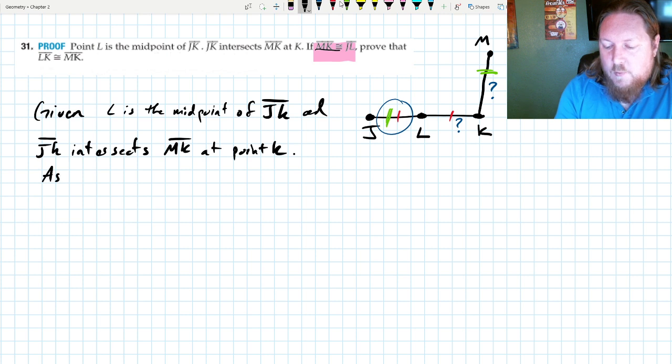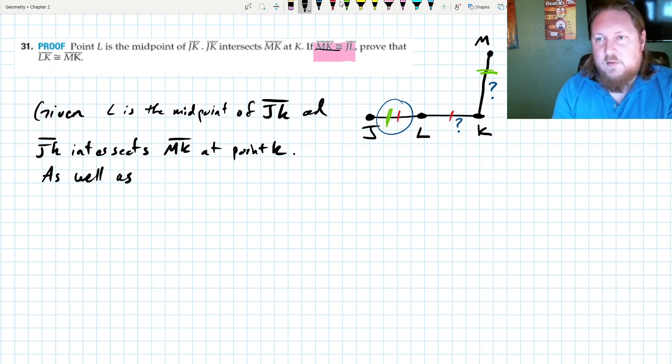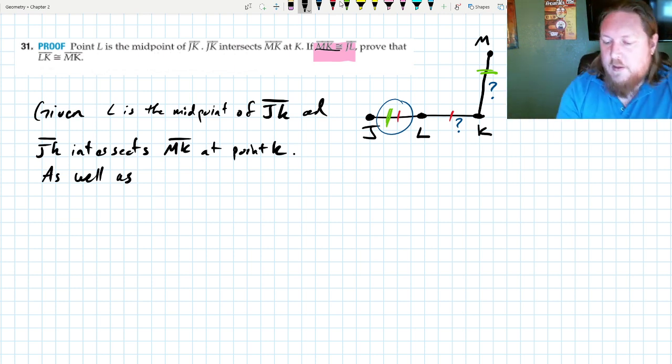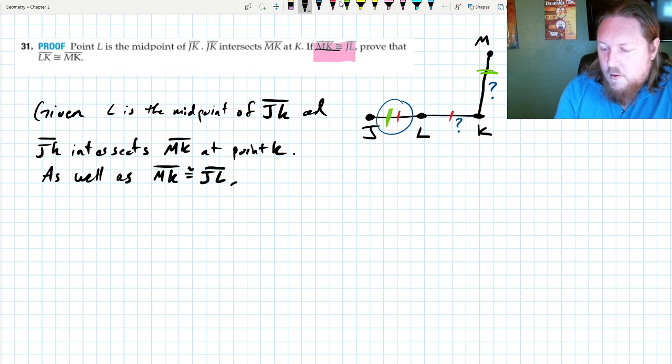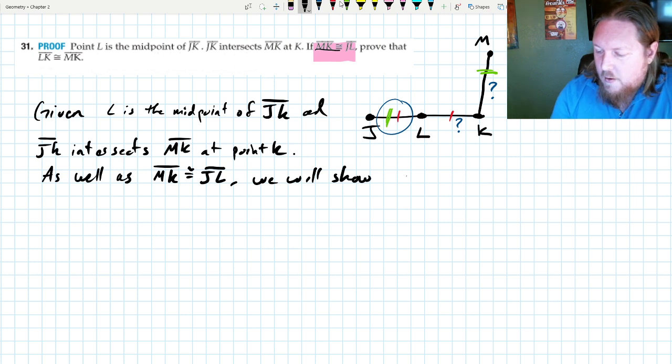You can just say "as well as," which is saying, hey, this is also given. Or you could just say "also given is," and then your statement, MK is congruent to JL. We will show LK is congruent to MK.